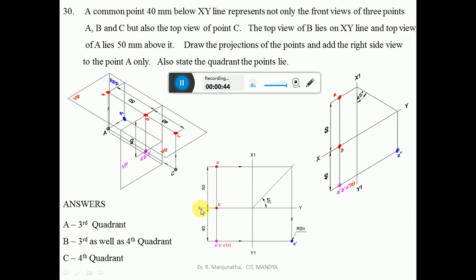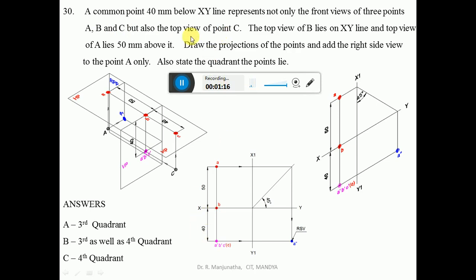So first we are going to draw the XY line, and since we want to add the right side view for the point A, draw the X1 Y1 line first. Now at any distance from the X1 Y1 line, draw a vertical projector, a thin line. A common point of 40 mm below the reference XY line represents not only the front views of 3 points capital A, B and C, but also the top view of capital C.